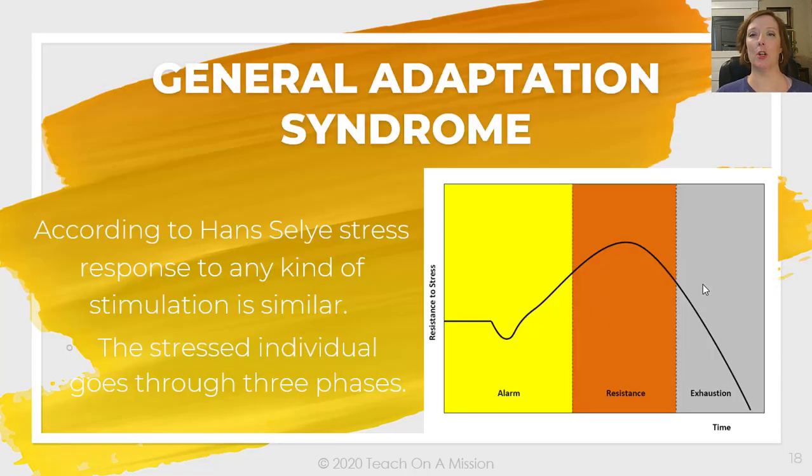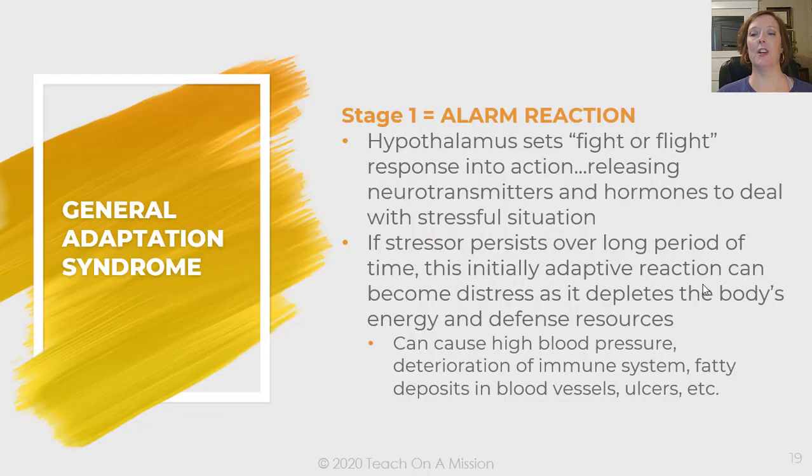All right, so let's talk about the general adaptation syndrome. According to Hans Selye, stress response to any kind of stimulation is similar. So it doesn't matter if you're being attacked by a bear or you've got the AP psychology test coming up. The stressed individual is going to go through 3 different phases, and you see those phases illustrated to the right on your screen. So stage 1 is the alarm reaction. The hypothalamus is setting off the fight or flight response.